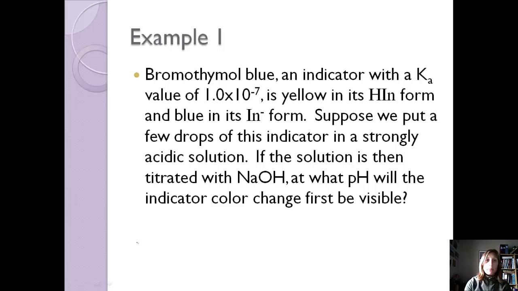Let's look at an example. Bromothymol blue, which is another indicator, has a Ka value of 1 × 10^-7. It's yellow in the acidic form and blue in the basic form. Let's say we put a few drops of this indicator in a strongly acidic solution. If the solution is then titrated with a strong base, at what pH will we see the color change?